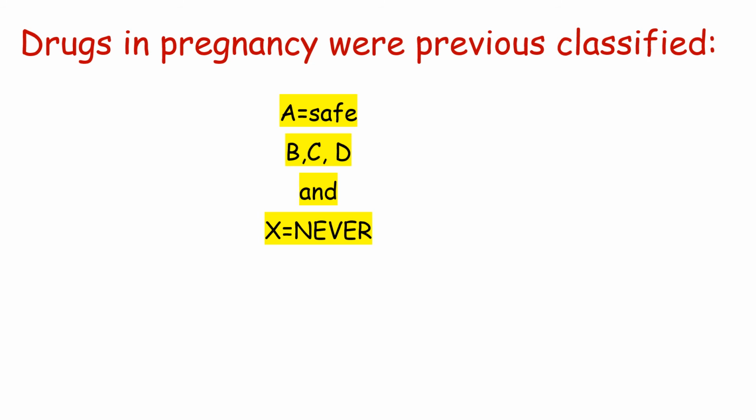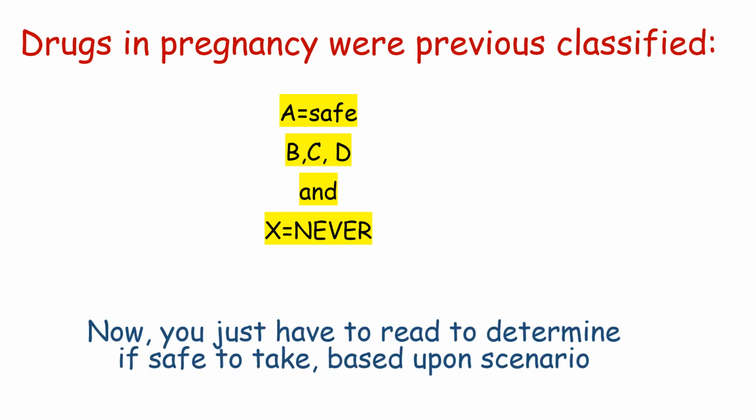So then, in the past, drugs used in pregnancy were classified as A, which is absolutely perfectly safe. That's like saline mist, glycerin suppositories. B, C, D, and then X. X are drugs like Accutane, isotretinoin, or thalidomide, which you never use for any reason in pregnancy. Now, though, you just have to read, because the drugs weren't falling into black and white categories, and so there's a lot of dispute. So now you just have to read and do your best to summarize.